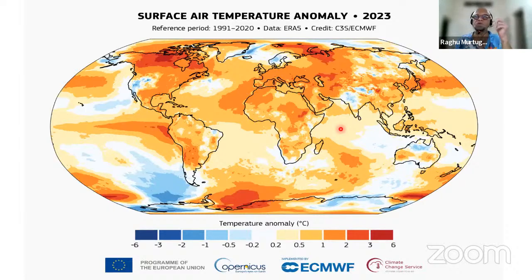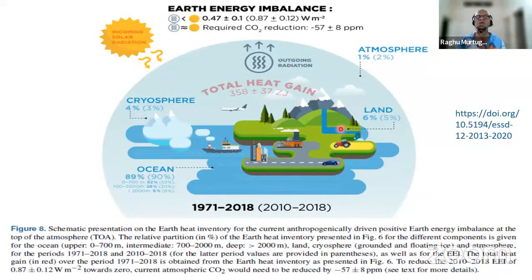Of course, you hear about ocean acidification, deoxygenation, sea level rise, and so on and so forth, right? The other big thing, even if you look at it globally, if you look at Earth's energy balance, this is looking at how much energy is being trapped from 1971 to 2018, and also shown in parentheses are numbers for 2010 to 2018 to show that things are accelerating. Over this period, 1971 to 2018, we have created about half a watt per meter squared of extra forcing to the system. And to remove it, we need to reduce the CO2 by about 57 ppm, but let's leave it there. The total heat gain associated with additional heat flux is 358 zettajoules.